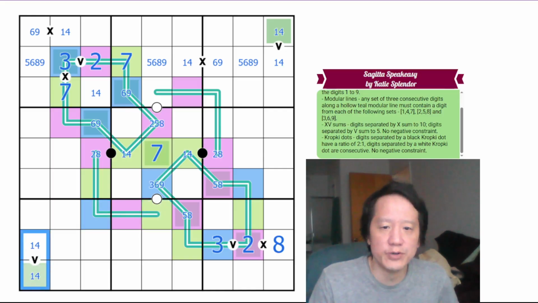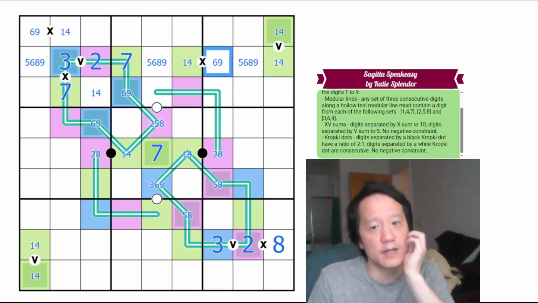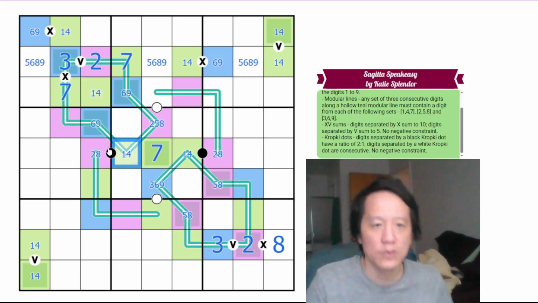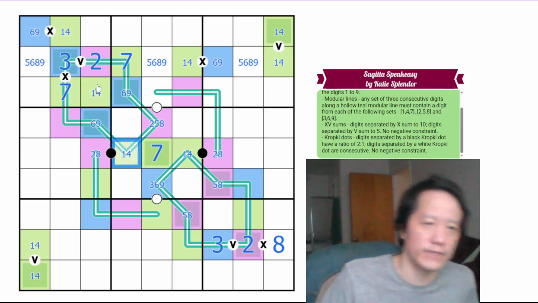These are actually both green because they're 1 of 4 pair. So this is green, this is green, this is green. 6 or 9 has to be the blue modular. So this is 6 or 9. This is blue. This is blue. This is green. And we have green here.